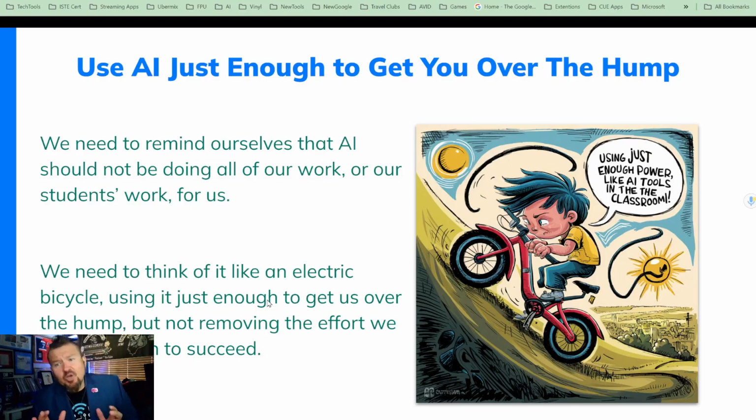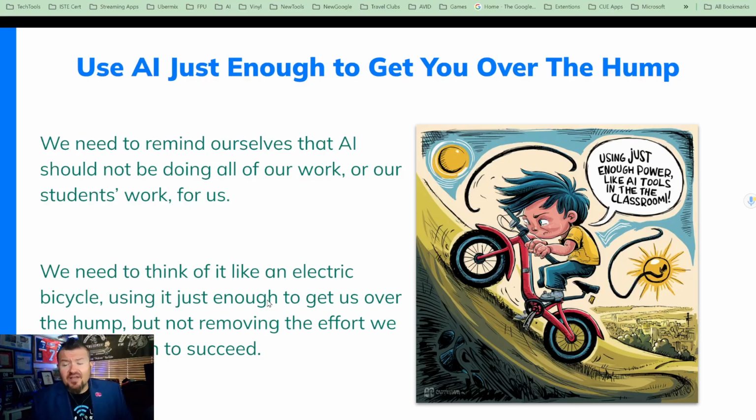Now, we need to know a few things about when we are using AI for ourselves and also with our students. We need to remind ourselves, listen, even though AI is powerful, even though AI is going to continue to become more powerful, we should always insist with ourselves and our students that AI should not be doing all the work for us, right? We need to have an integral part in the creative process. We need to make sure that humans are always there at the beginning and the middle and the end of any AI use. And how do we help students understand this?